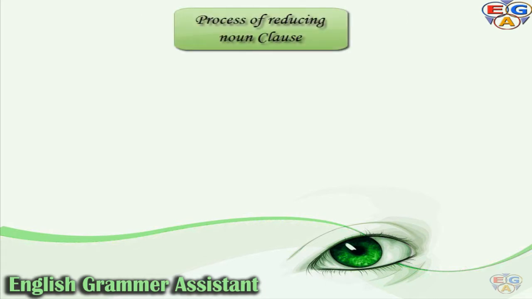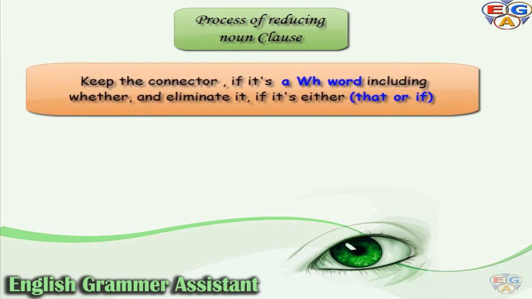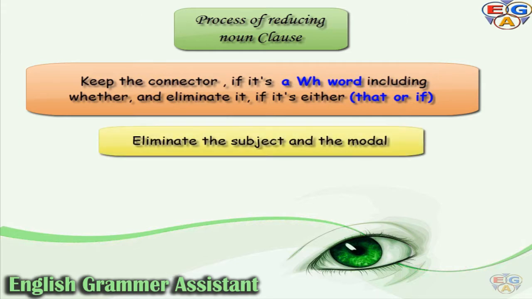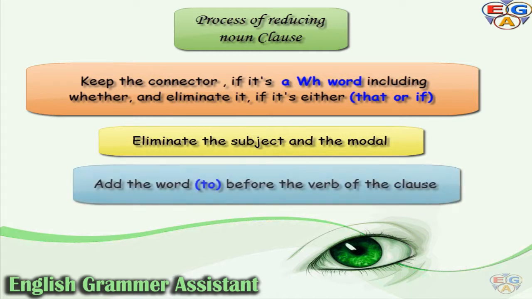Process of reducing noun clause. Keep the connector if it's a WH word, including whether, and eliminate it if it's either that or if. Eliminate the subject and the modal. Add the word to before the verb of the clause.